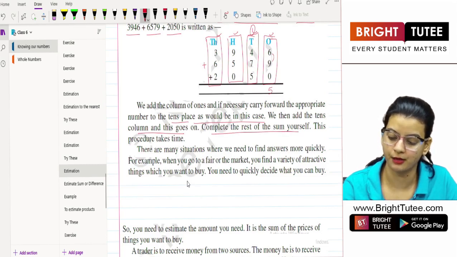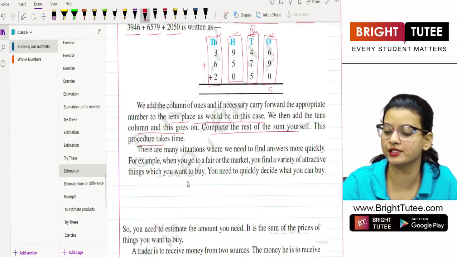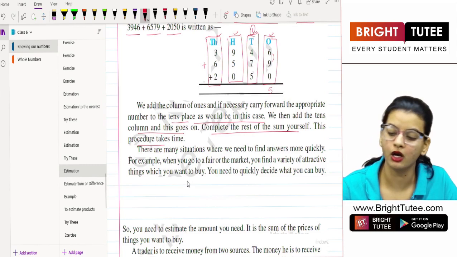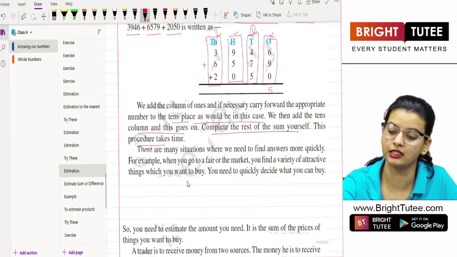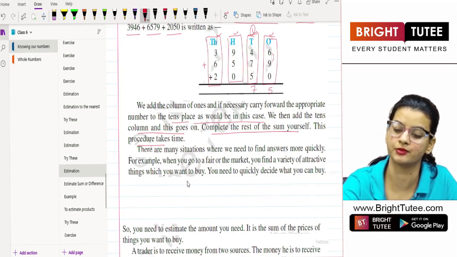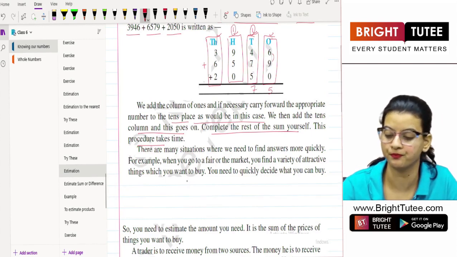Complete the rest of the sum yourself. This procedure will take time, so let us complete this now. Now we are going to add the tens. So 4 plus 7 is 11, and 11 plus 5 is 16, and 16 plus 1 is 17. So I am going to put 7 in the tens place and then carry over 1 over here.